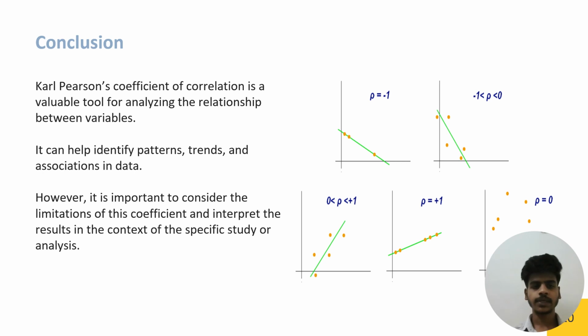Conclusion. Karl Pearson's coefficient of correlation is a valuable tool for analyzing the relationship between variables. It can help identify patterns, trends, and associations in data. However, it is important to consider the limitations of the coefficient and interpret the results in the context of the specific study or analysis.